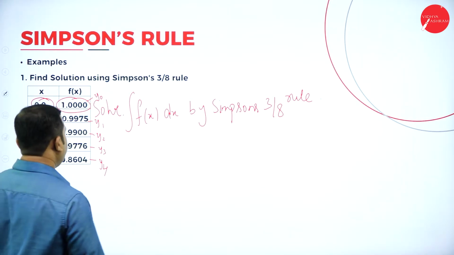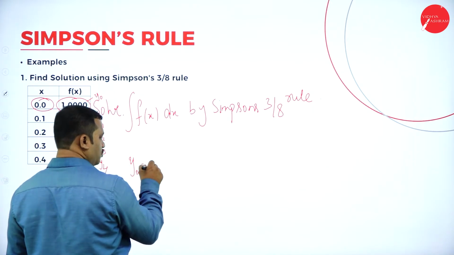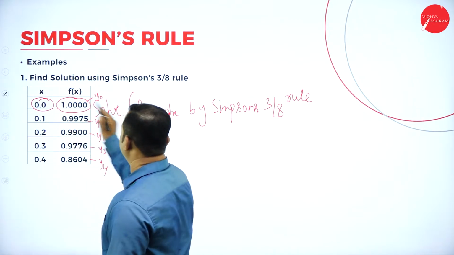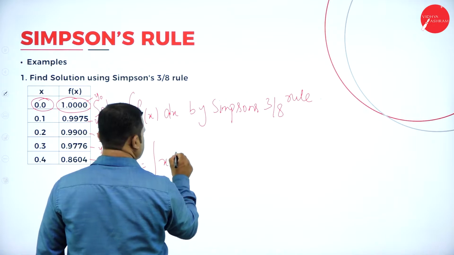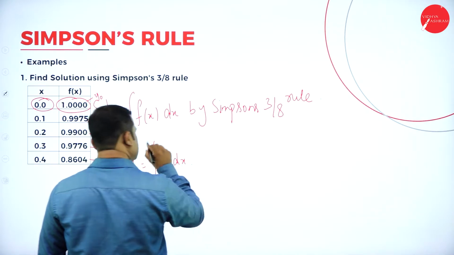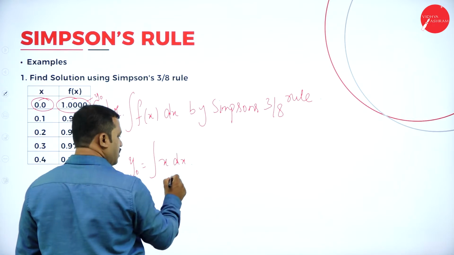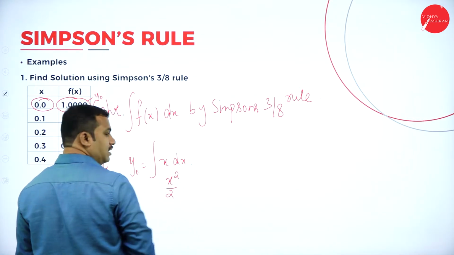How can I determine that? Here, y0 is determined from this term. What is the value of y0? y0 is equal to integration of x into dx. What is the value of x? Integration of x is what? x square by 2. That is by integration.